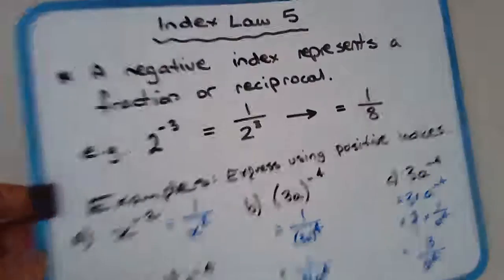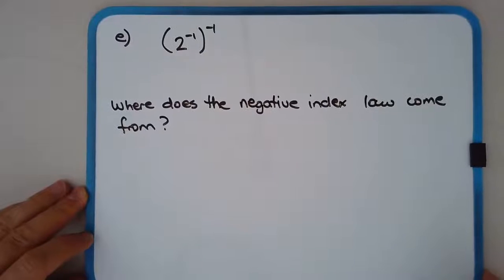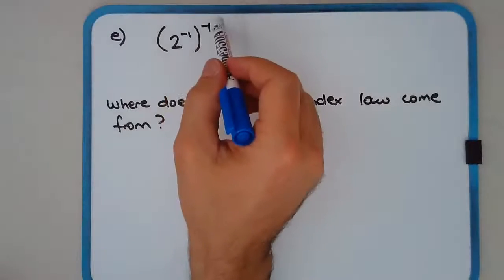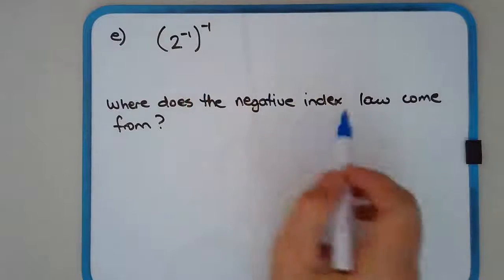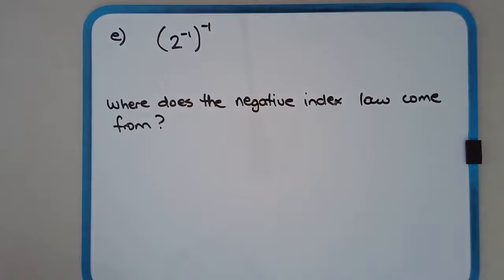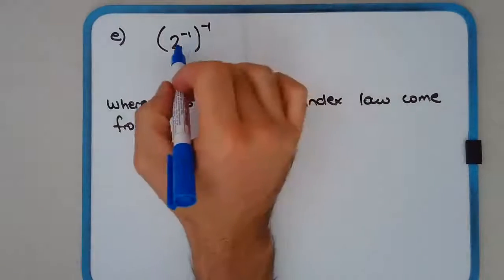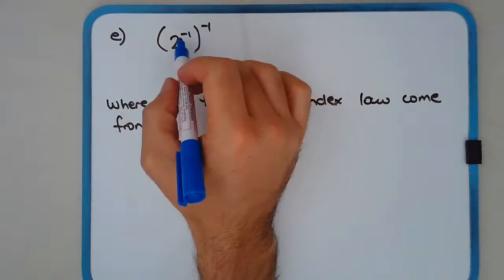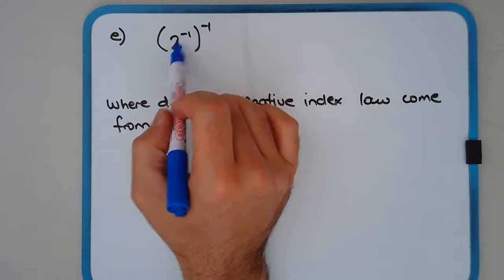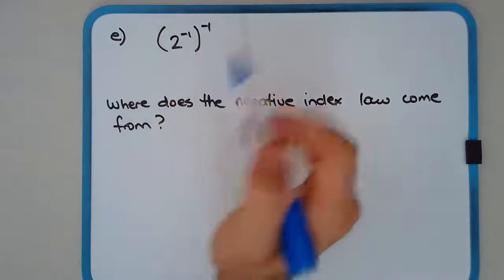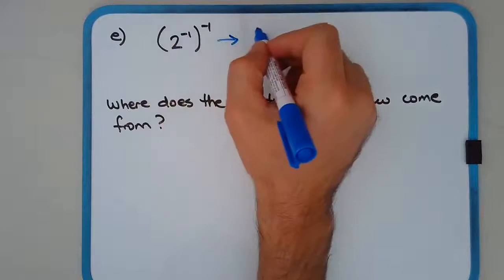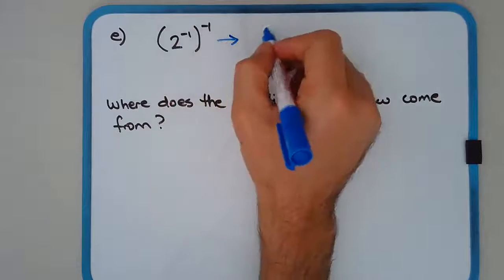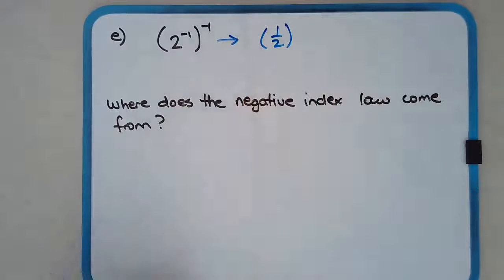Let's have a look at part E, which is 2 to the power of negative 1 to the power of negative 1. Now, that's another interesting one, and we'll look at how this all works shortly, why this works. Another way to look at it is 2 to the negative 1 just means take the reciprocal of it. So 2 to the power of negative 1 means the reciprocal of 2. The reciprocal of 2 is just 1 over 2. And that's to the power of negative 1.